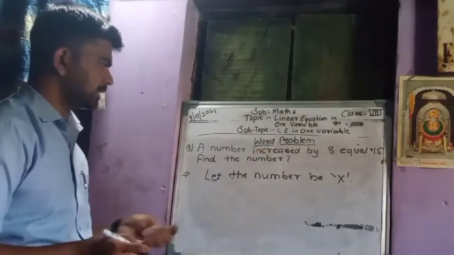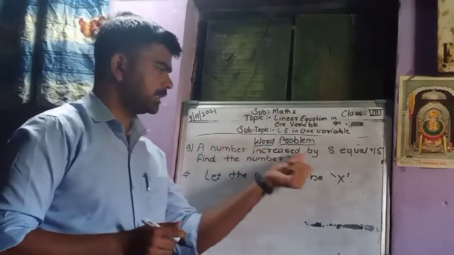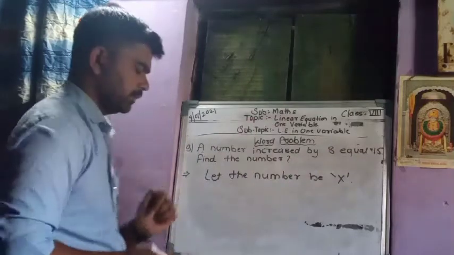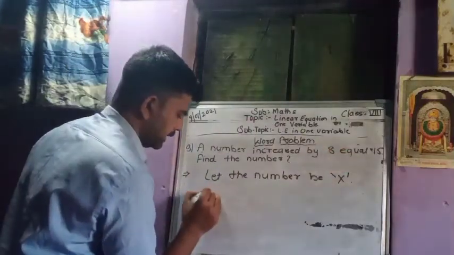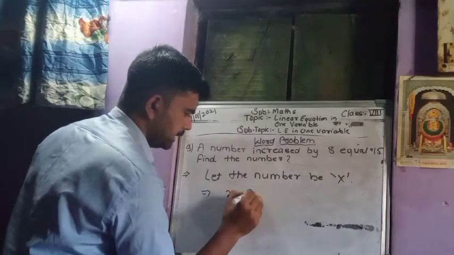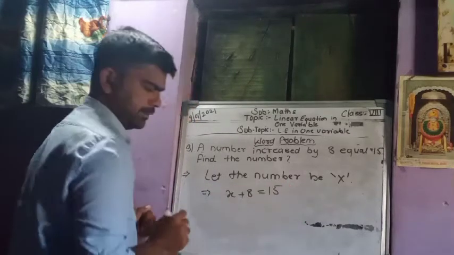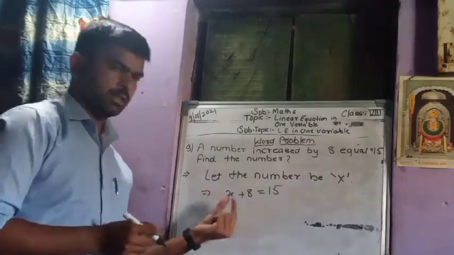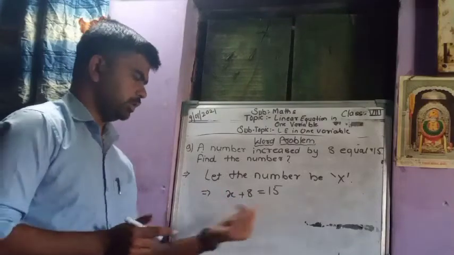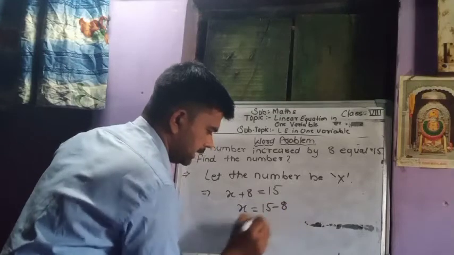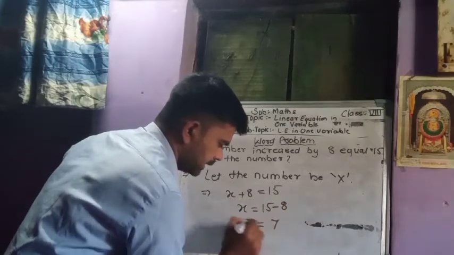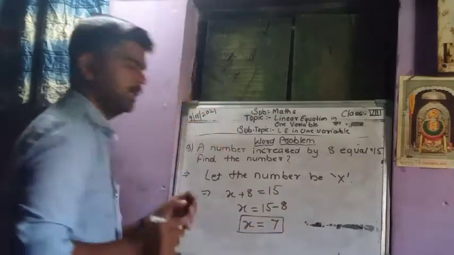And in the question it is given the number increased by 8 equals 15. What? Number is increased by 8. So we'll write it as x plus 8 equal to 15. X is the number increased by 8 is equal to 15. So x equal to 15 minus 8. So what we will get? 15 minus 8 is 7. So the number is 7.